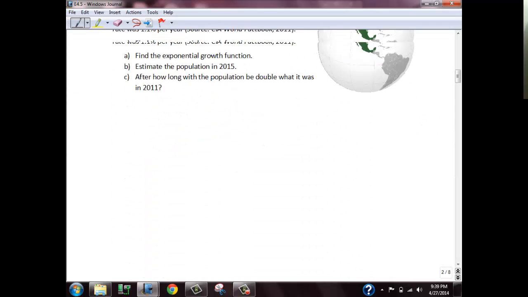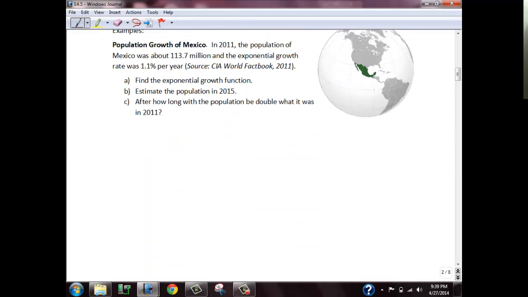This first one says the population growth of Mexico. So in 2011, the population of Mexico was about 113.7 million, and the exponential growth rate was 1.1% per year. Now the first thing it says is find the exponential growth function. Because we see exponential growth function, we know we're using the function with the positive k. So I'm going to write down what our generic function looks like: P of t is equal to P naught e to the kt. This is the function we want, but we want it specific to our problem.